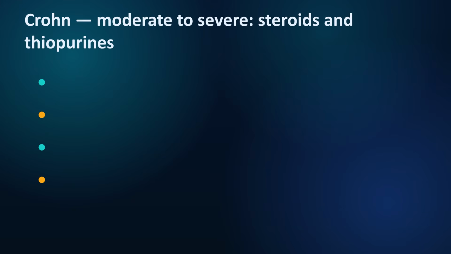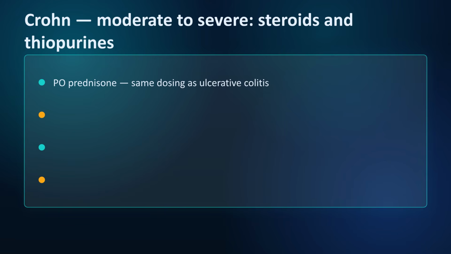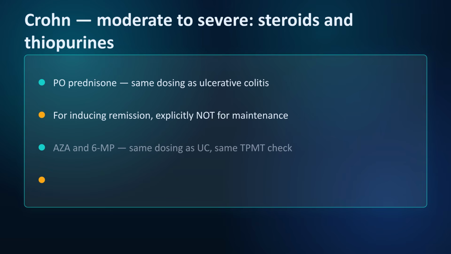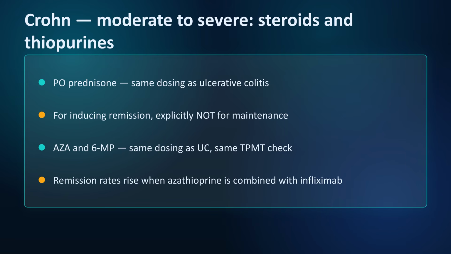Moderate to severe Crohn disease, oral prednisone, same dosing as in ulcerative colitis, 40 to 60 milligrams, and the source is explicit, for inducing remission, not for maintenance. As a thiopurine and 6-mercaptopurine, same dosing as ulcerative colitis, 0.5 to 1 milligram per kilogram, and the same mandatory TPMT check beforehand. And the same combination finding applies here. Remission rates rise when azathioprine is combined with infliximab.